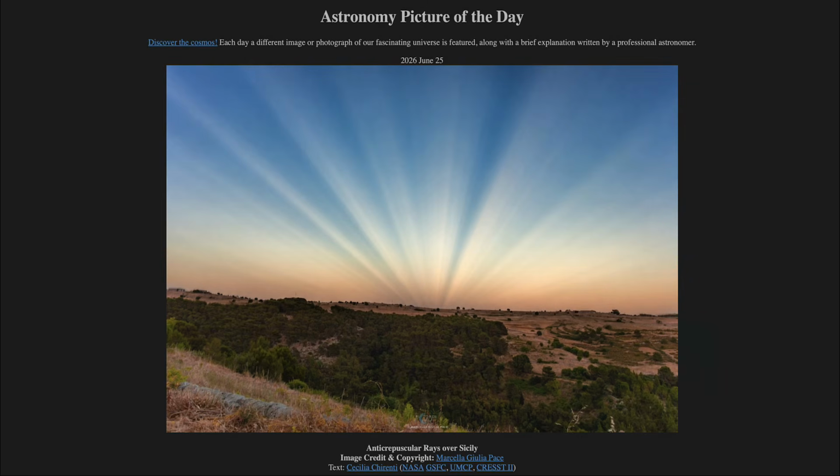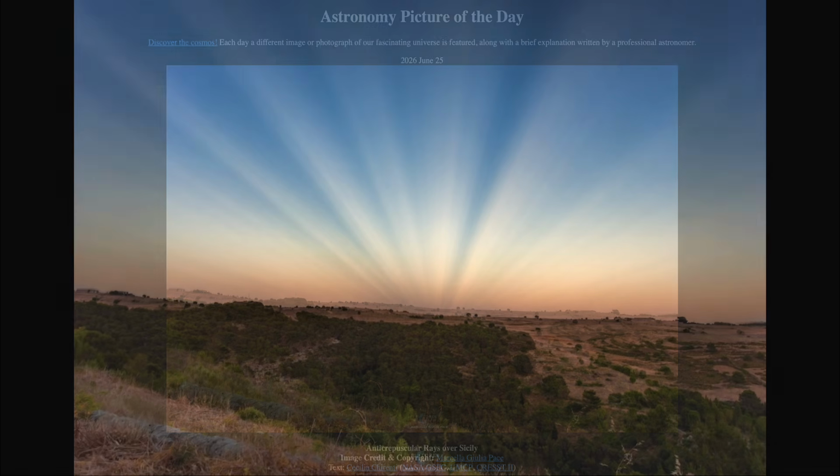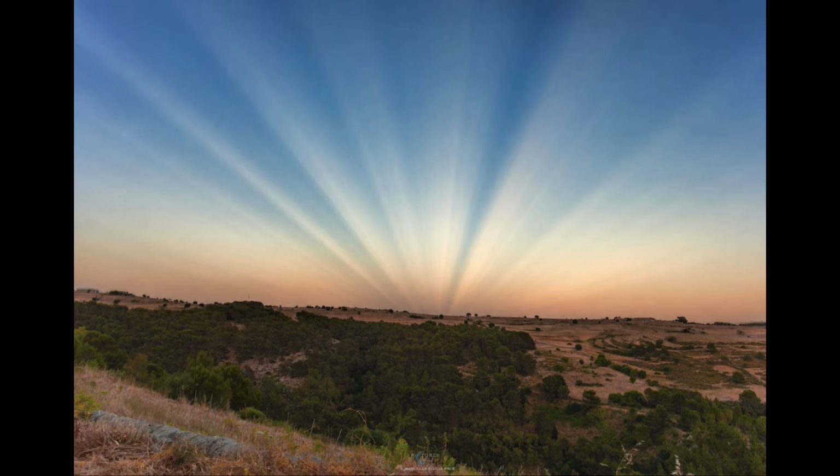Today's picture is titled Anticrepuscular Rays over Sicily. So, what do we see here? Well, here we see an image taken looking at the sky and looking off toward the east. And what's happened right behind us is that the sun has set. So the sun has just gone down below the horizon, not the direction that we're looking, but behind us. We're looking here opposite to where the sun would be having just set. And we're seeing what are known as anticrepuscular rays.